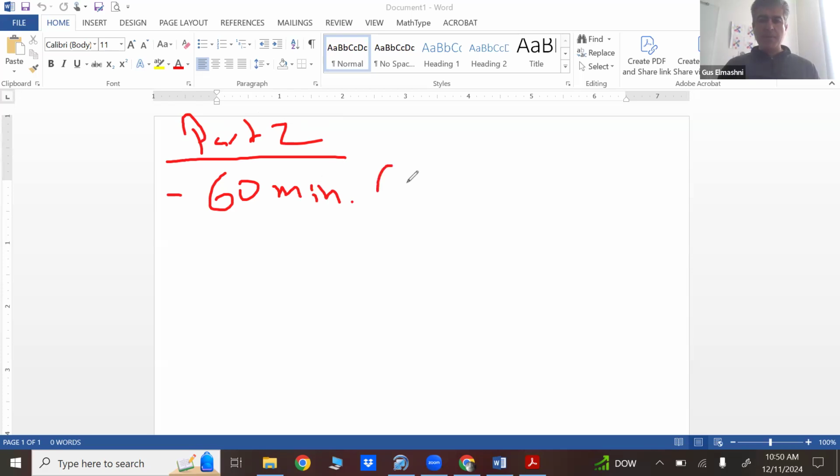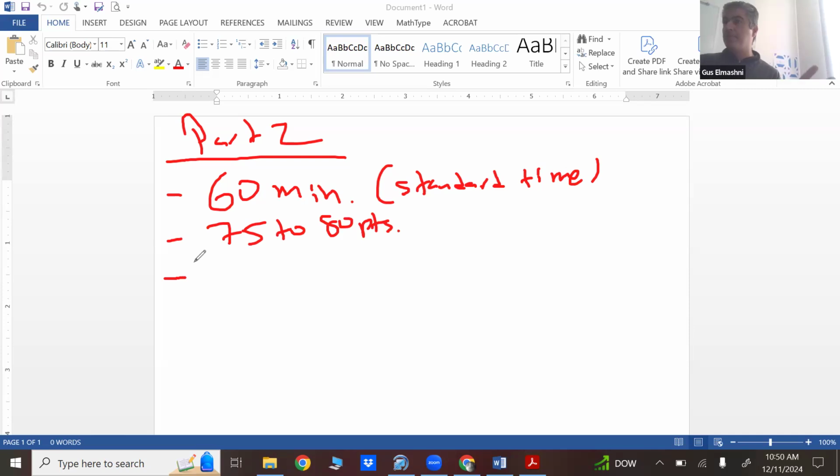So I'd say 60 minutes would be probably standard time. This would be probably worth about 75 to 80 points. So it's about double. You do get 2 hours, by the way, so there's a little bit of buffer. So this test is designed to last less than 2 hours, but you can get 2 hours if you need it.